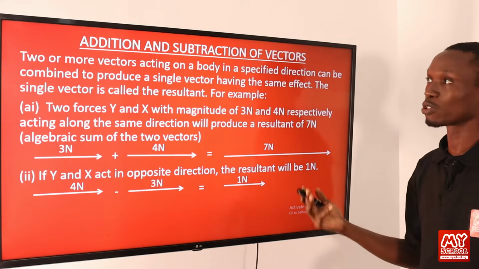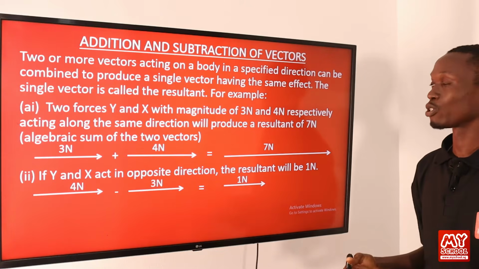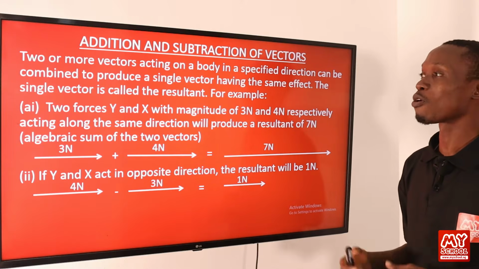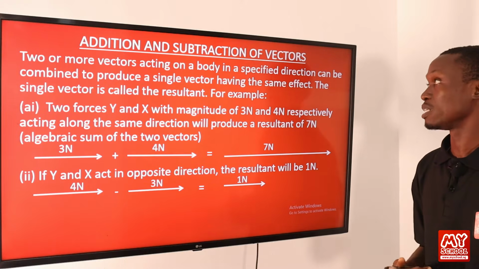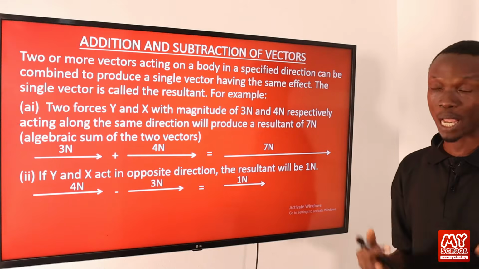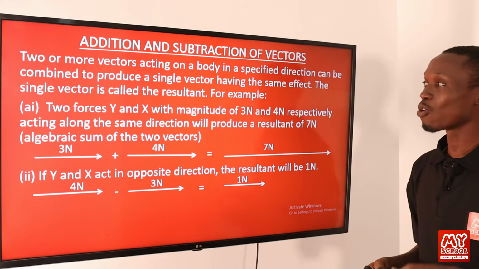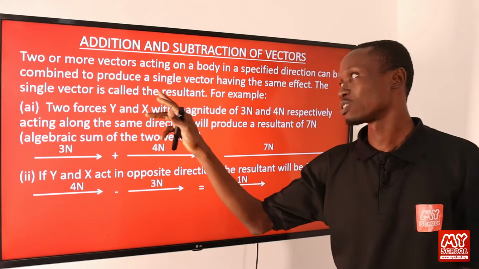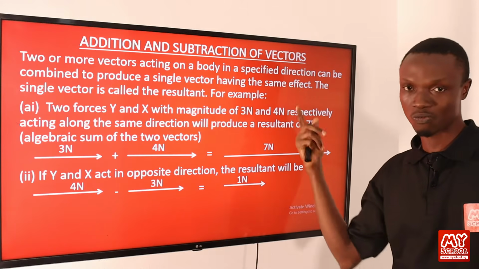So on the next slide, we are going to be discussing addition and subtraction of vectors. Two or more vectors acting on a body in a specified direction can be combined to produce a single vector having the same effect. This single vector is what is referred to as the resultant vector.